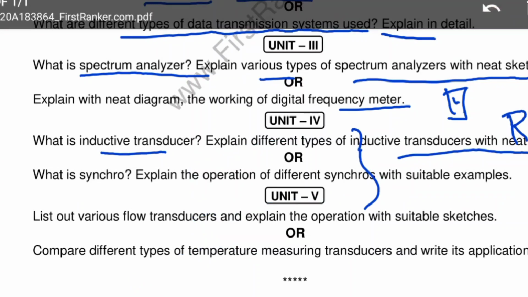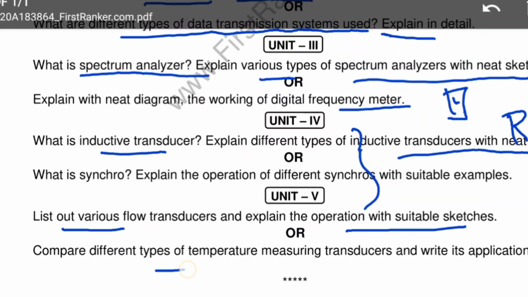Next one, unit 5. List out various flow transducers and explain the operation with suitable sketches. Magnetic flow meter, you can say electromagnetic flow meter. It is one of the flow transducers.